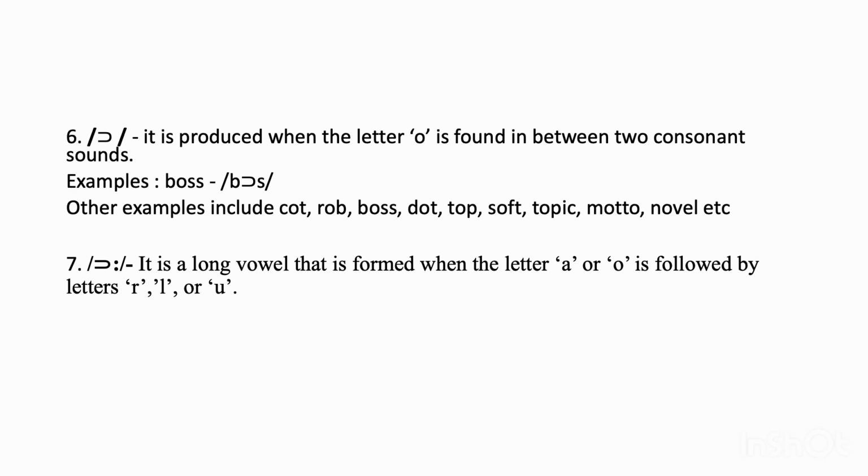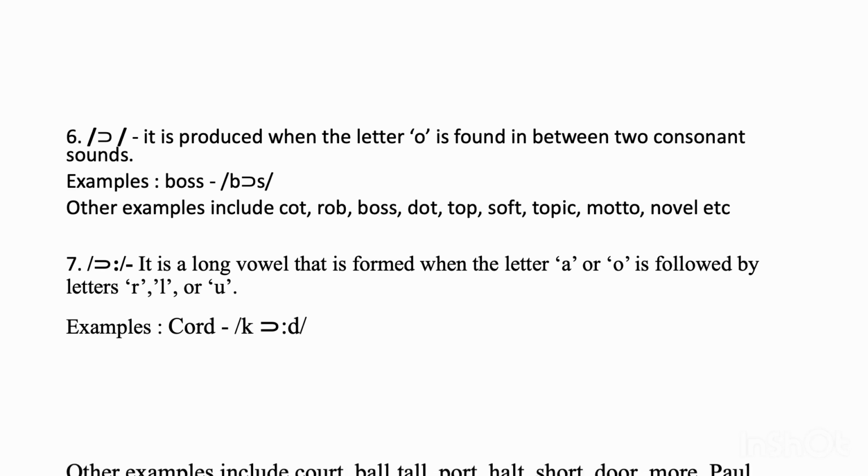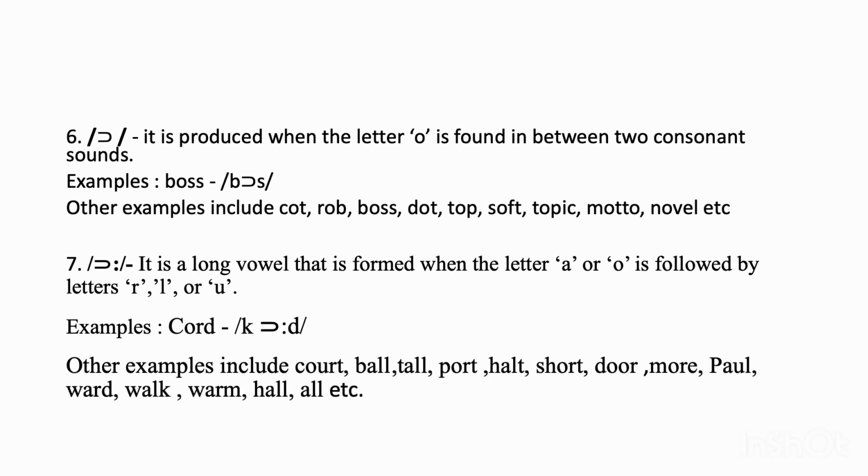And I have talked about this while discussing the introduction to oral English, that R, when found with a vowel, is likely to cause it to be what? To be stressed or pronounced for a longer period of time. So we have example, cord. So you can hear the stress in the O sound, cord. And we have other examples which include court, ball, tall, and others.